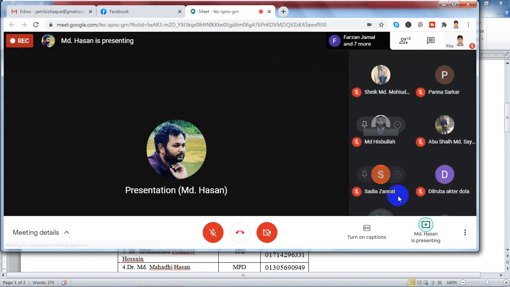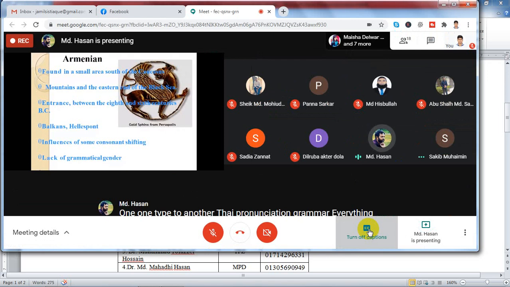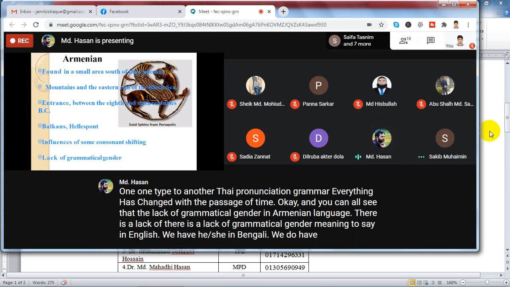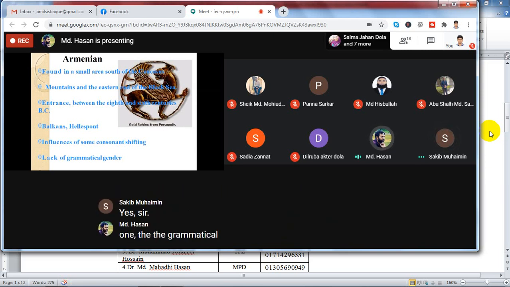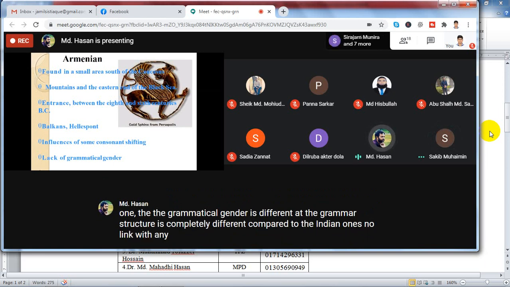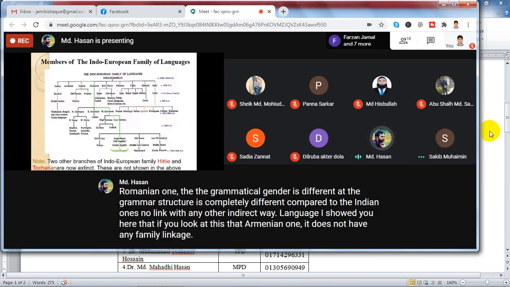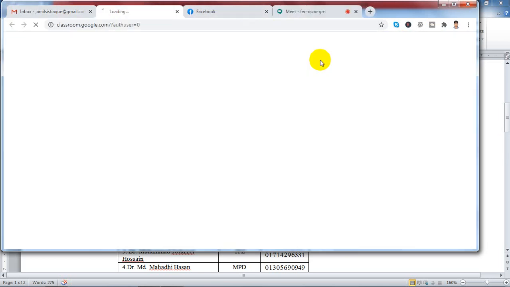Languages changed from one version to another, one type to another; pronunciation, grammar, everything has changed with the passage of time. You can also see the lack of grammatical gender in the Armenian language. In English we have he and she, in Bengali we do have that as well, right? But in Armenian the grammatical gender is different and the grammar structure is completely different compared to the Indian ones. No link with any other Indo-European language. I showed you here that the Armenian one does not have any family linkage. Does it have any? No, sir. That's why the Armenian one is different from other languages.